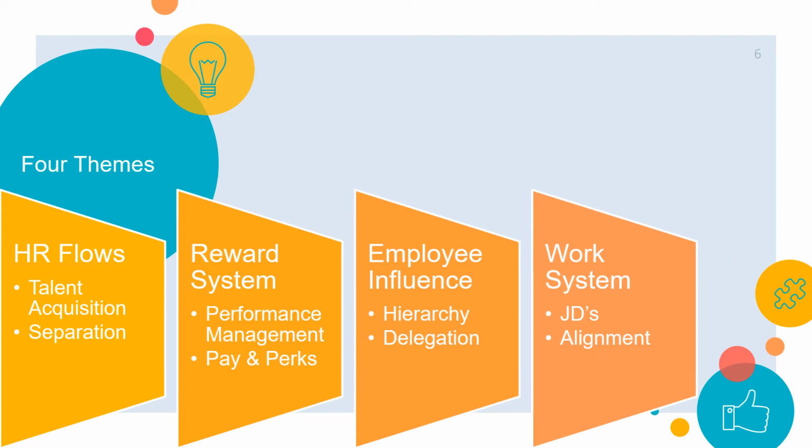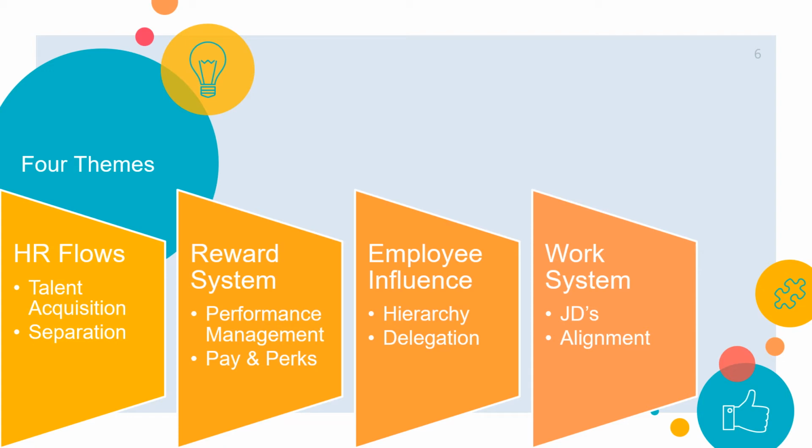Next, the model really talks about four themes. These four themes include HR flows, reward system, employee influences, and work systems. So when I talk about HR flows, they are things like talent acquisition and separation process. They are more activities that run daily in an HR function. Reward system, they are things like performance appraisal, pay and perks. So these things can be reviewed maybe once a year, but are not really a daily affair.